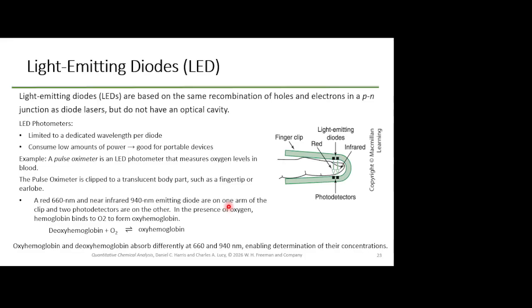Okay, so let's talk about LEDs, light emitting diodes. These again are going to be based on the same recombination of holes and electrons in a p-n junction as your diode lasers are. They just don't have an optical cavity. And so whatever power you put in, you get a slightly smaller amount of power coming back out, right? Minus the waste energy. And so LED photometers are going to be limited to a dedicated wavelength per diode. You can combine diodes to get more coverage, but it's going to have a pretty narrow band around each diode. Not as narrow as a typical laser, though, but very similar to a laser.